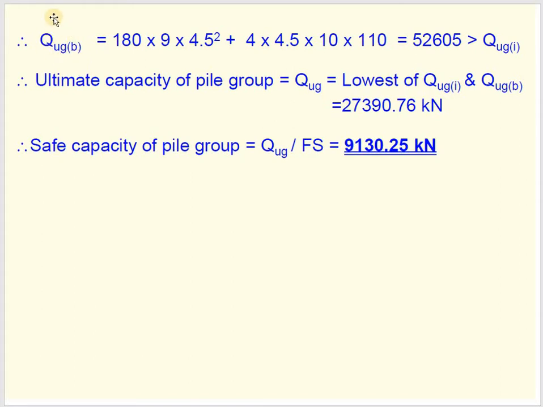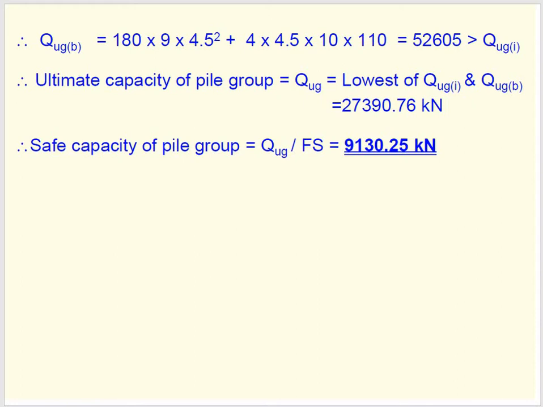So now the ultimate capacity of the pile group, or that block, is 52,605 kilonewton, which is greater than the individual capacities when they are summed up, that is 27,390.76. So taking the lowest value, you will be considering this as the ultimate capacity, that is 27,390.76 kilonewton. So the safe capacity is divided by a factor of safety, which is 3. So you have the safe capacity of that pile group as 9,130.25 kilonewton.